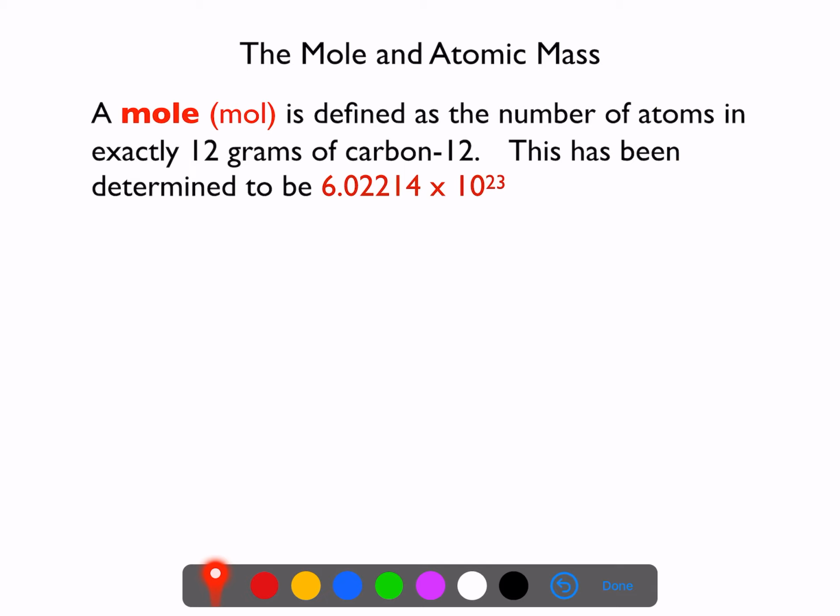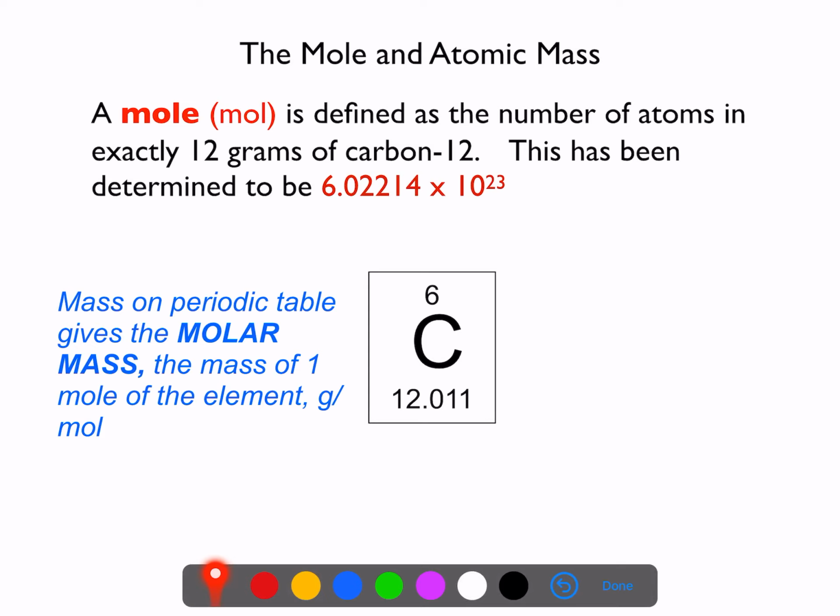So by definition, if we go back to this definition, a mole is defined as the number of atoms in exactly 12 grams of carbon-12. And this has been determined to be 6.022 times 10 to the 23rd.